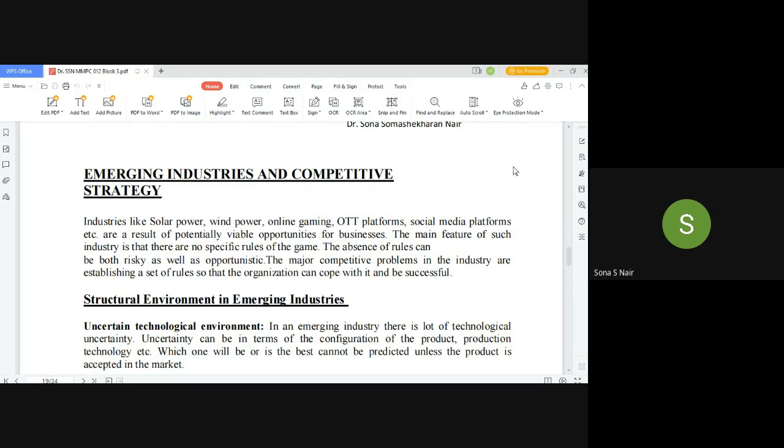So something like solar power, something like electric. There are a lot of players at the moment which have just entered the industry, and now the industry is in a stage where there's a lot of movement and a lot of turmoil, and over a period of time, possibly the industry would stabilize and become an established industry, but not at the moment. Okay, the major competitive problems in the industry are establishing a set of rules so that the organization can cope with it and be successful.